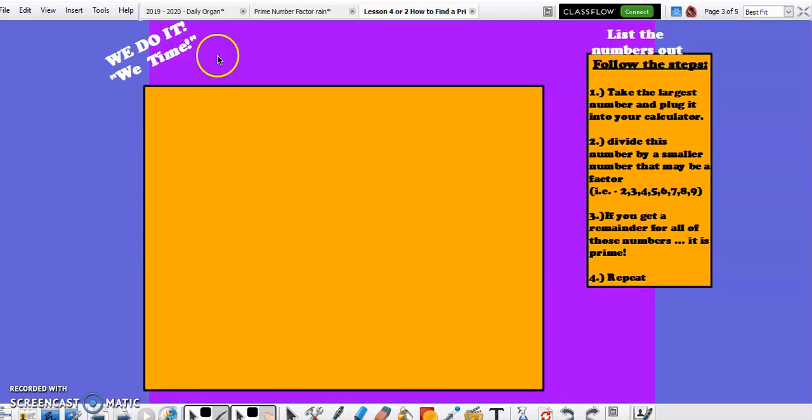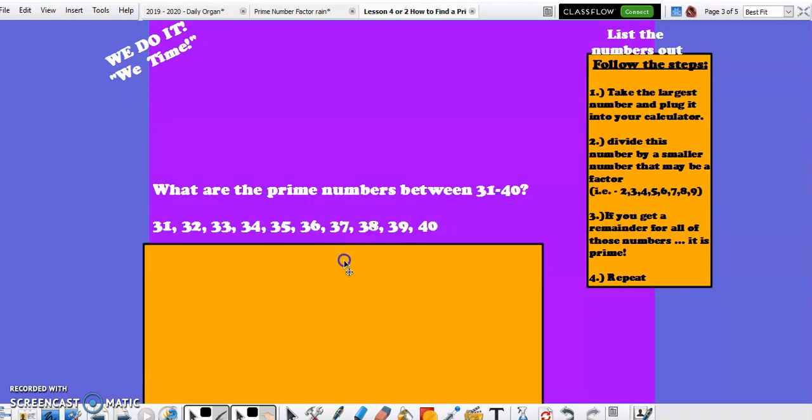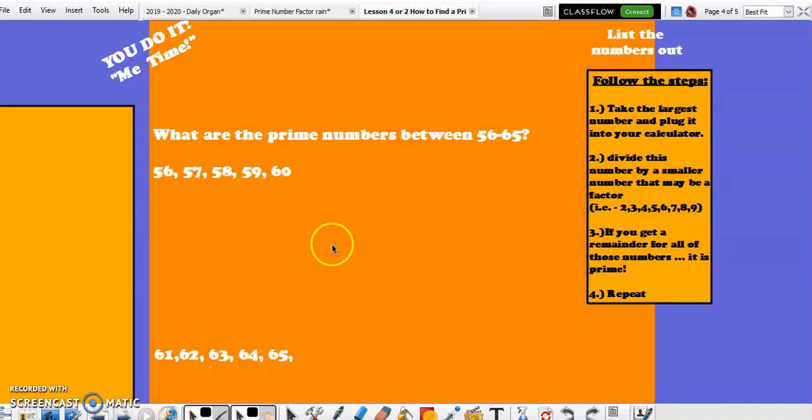We started to then practice together. We took a look at the numbers between 31 and 40, listed them, and then checked for divisibility by creating factor rainbows. Now the bigger question comes, how do you know if a number is prime after you create a factor rainbow? Let's take a look at some examples. If I were trying to find the prime numbers between 56 and 65, first I'd list them out, and then I'd test them by creating factor rainbows.